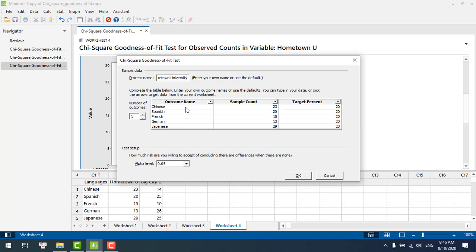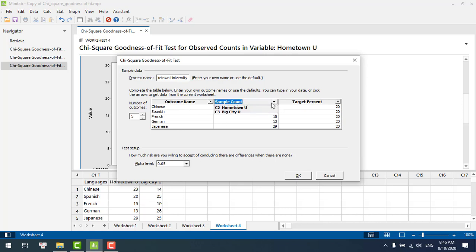And then notice that you have your languages here. Now, simple count, go here and you're going to go Hometown University. And the target that we want is 20% for each one, so to see whether they're evenly distributed. So here, put the name of the university. Here you're going to get the outcome. So these are the languages and the count.